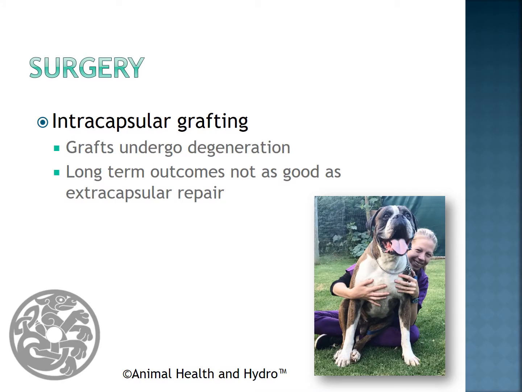Surgery is most often chosen to treat cranial cruciate ligament disease in dogs. The first surgical option is intracapsular grafting. This technique has become less popular than it was 2 decades ago, perhaps because the grafts undergo degeneration and often fail.